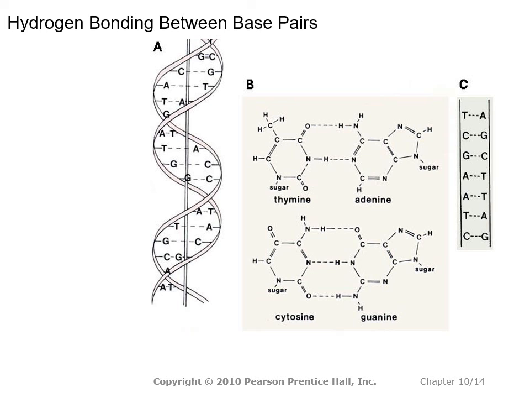So for example, here is the double helix of the DNA strand, and we've got the intermolecular hydrogen bonding taking place between the strands, and that's what makes it form that nice double helix.